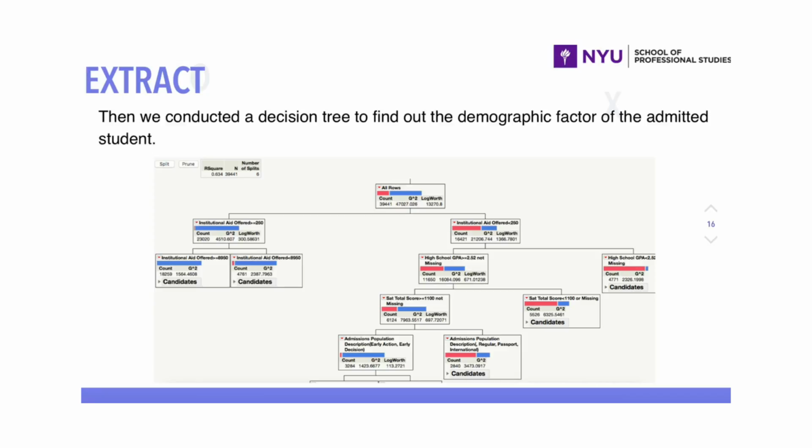Among those applicants who are offered institutional aid less than $250 and have high school GPA higher or equal to 2.52 and SAT total score higher or equal to 1100 are more likely to be admitted. Therefore, the institutional aid, high school GPA, and SAT total score have influence on admitted students, so we can conclude that the school requires good grades of its candidates.